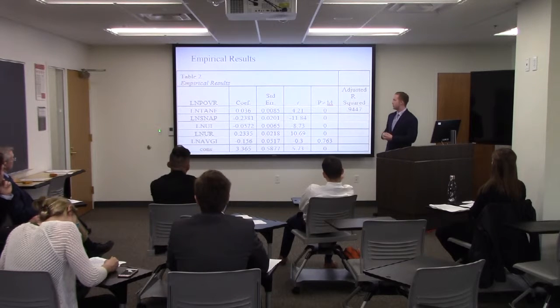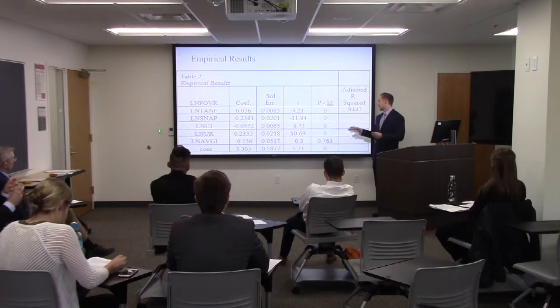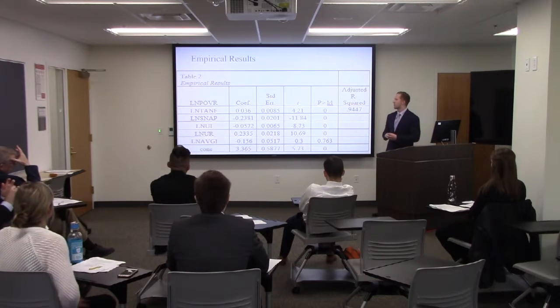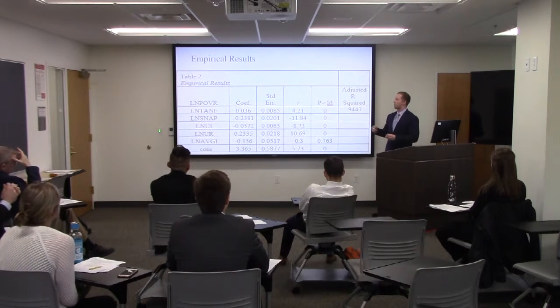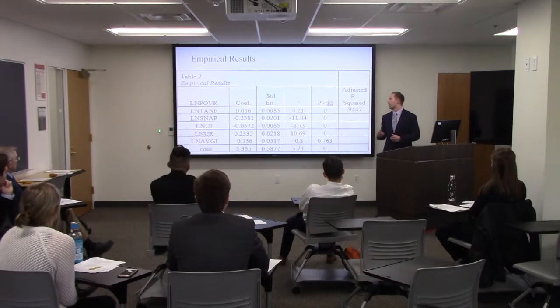All of my variables were statistically significant except average income, which was not statistically significant at all, which was pretty unfortunate to see. And all my coefficients were correctly predicted except for TANF, which was actually a positive coefficient, not a negative coefficient. It was interesting to see.